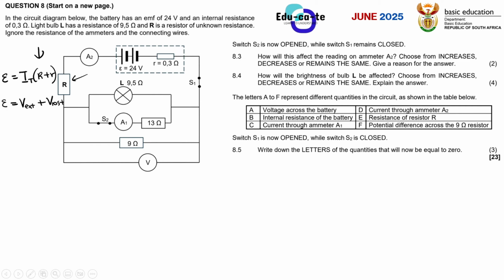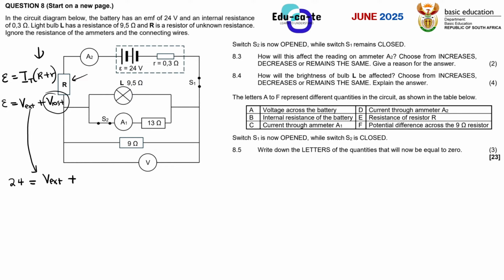How do we find the voltage through the resistor R? Let's just use the simpler formula here, which is EMF is equal to the external voltage plus the lost voltage. So here the EMF, you are given that it is 24 volts. We do not know the external voltage, but the internal voltage or the lost voltage, we can potentially find it.